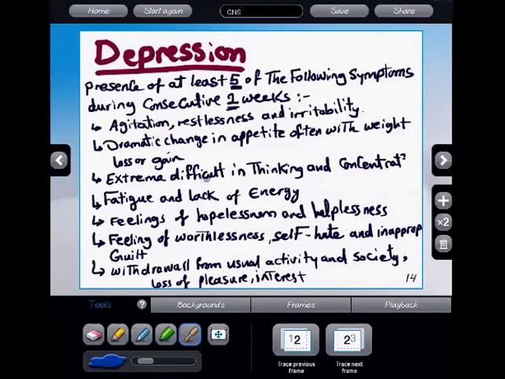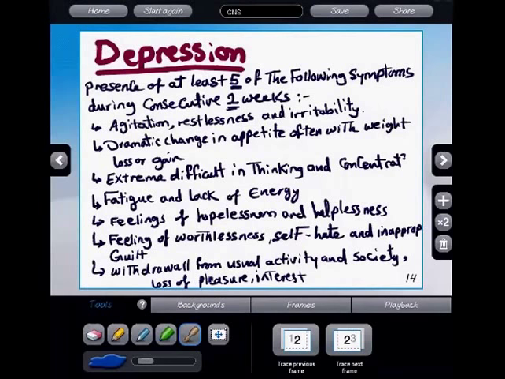extreme difficulty in thinking and concentration, fatigue and lack of energy, feeling of hopelessness and helplessness, and feeling of worthlessness, self hate, and inappropriate guilt, withdrawal from usual activity and society, and loss of pleasure and interest.